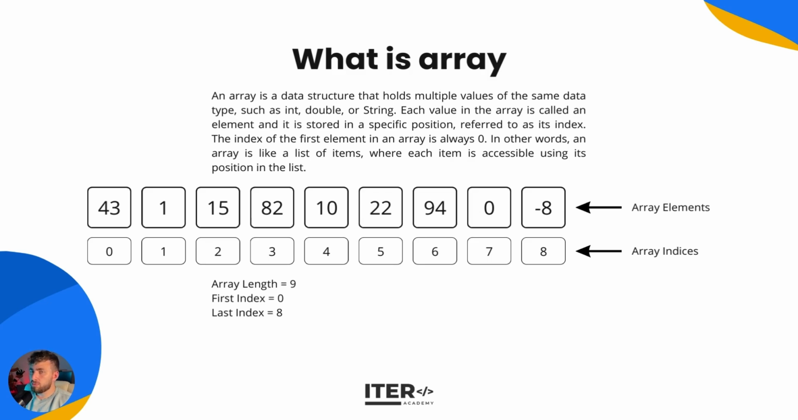So in the current slide, you can see a visual representation of an array. Elements from the top are array elements, and from the bottom you can see array indices. As you can see, the very first element has a value 43, and the index of the first element is 0. For the second one, the value is 1 and the index is also 1. In our case, the array length, meaning the amount of elements in the array, is 9. The first index is 0 and the last index is 8. So each element has its own index.